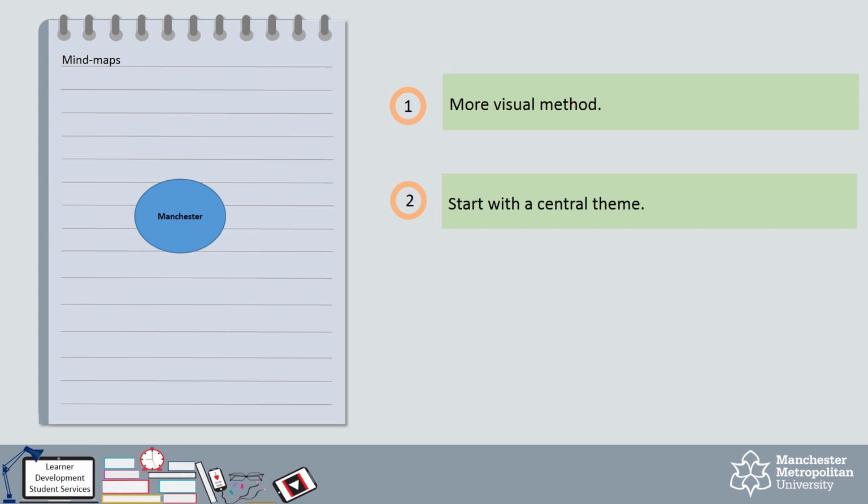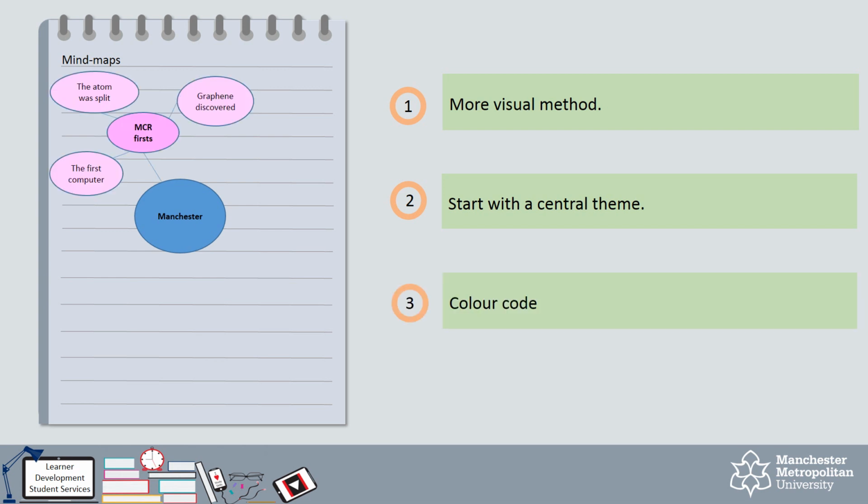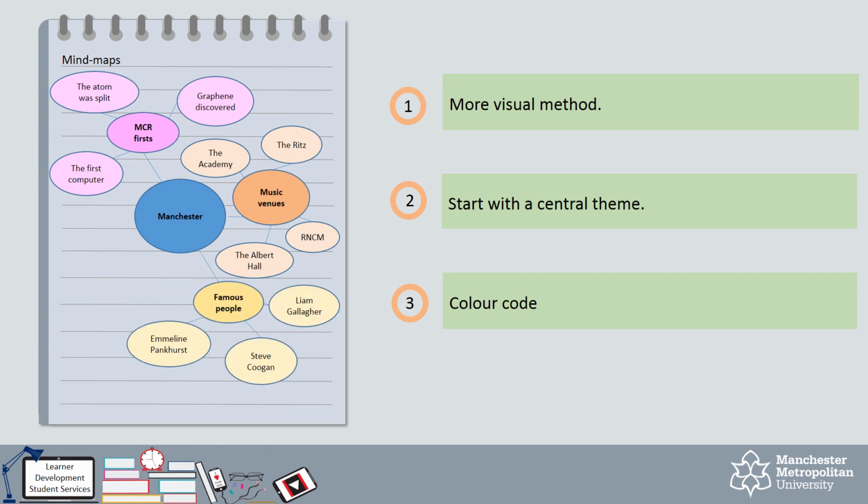If you use this method, you might create more than one mind map per lecture or seminar. Then, from the central theme, you draw branches and add in key ideas related to your theme. The use of different colours can be helpful for organising these ideas and also making your mind map more visually appealing. Mind maps can also be particularly helpful to condense your material.